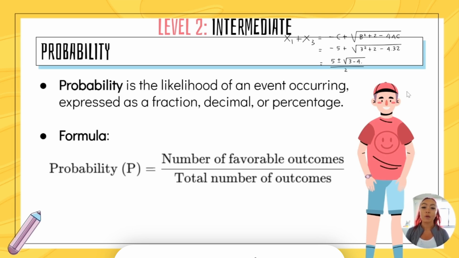In Level 2, we'll look at the probability. The probability is the likelihood of an event occurring expressed as a fraction, decimal, or percentage. The formula for probability is the number of favorable outcomes divided by the total number of outcomes.